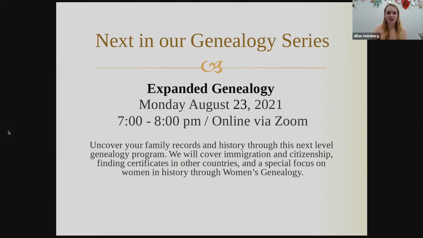So our next in the genealogy series is Expanded Genealogy. It's going to be Monday, August 21st. In July, we will be posting the list of August events for you to register. So some of the things that we will be covering are immigration and citizenship. We'll be talking more about the ports used that are not just Ellis Island for America. We'll be finding certificates in other countries, and we'll do a special focus on women in history through women's genealogy.